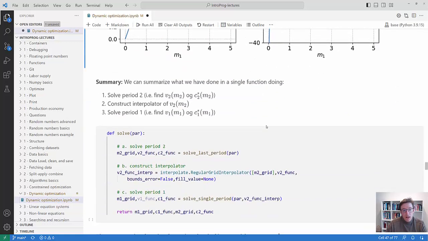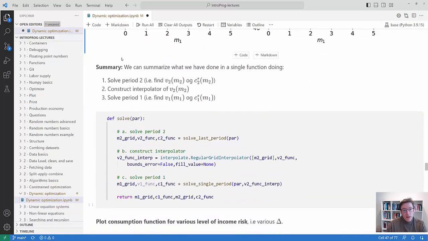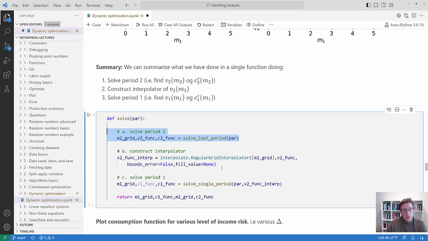So to wrap up here in terms of solving, we can now collect everything we have been doing in one function, where we first solve the second period, then we construct an interpolator, and then we solve the first period. Okay, so that's actually nice.